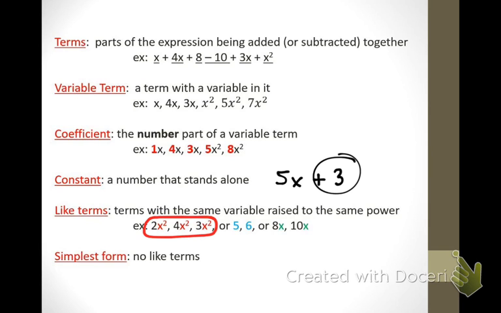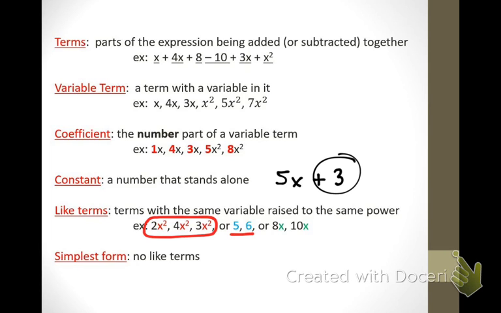2x squared, 4x squared, and 3x squared. The reason why I'm circling those is because those are like terms. They are all in the x squared family. They just have different coefficients or different numbers that are attached to them. Next up, you can see in blue, I want you to underline this with your red pen. 5 and 6. Those are numbers that are standing by themselves. What's the new vocab word that we learned that is a number that stands alone? Constant. A constant. So those two are like terms because they're both constants.